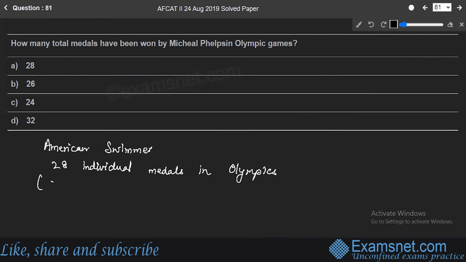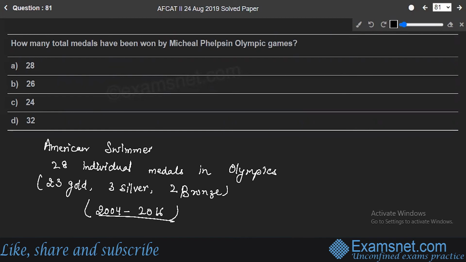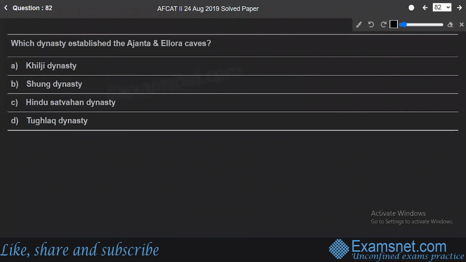So these 28 medals include 23 gold, 3 silver, and 2 bronze medals in the period of 2004 to 2016. So he won 28 medals. So obviously option A is the correct answer to the question. Let's move to the next question.